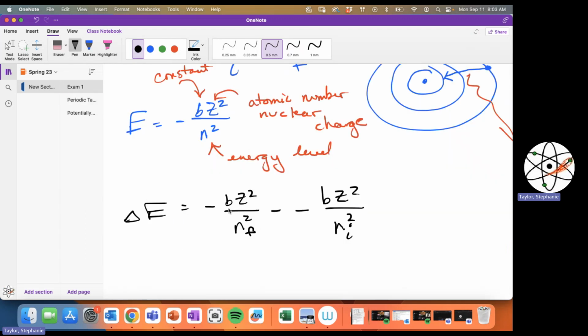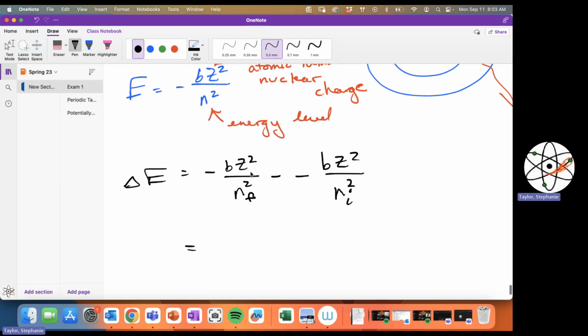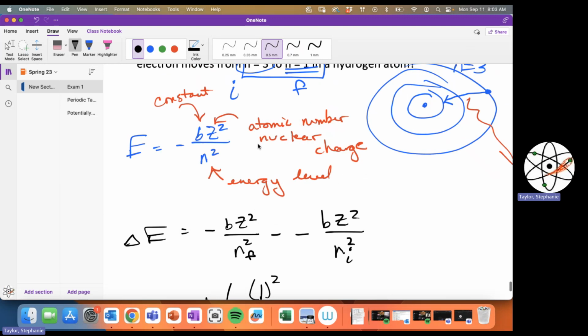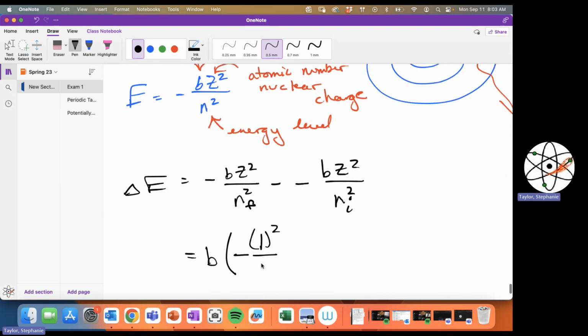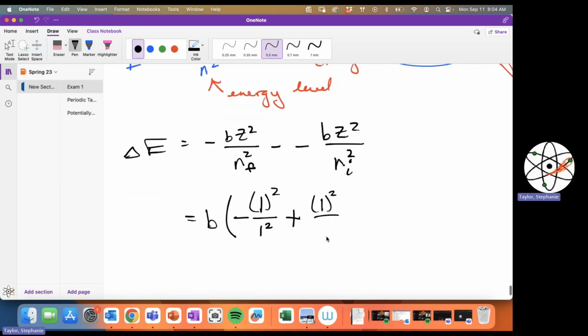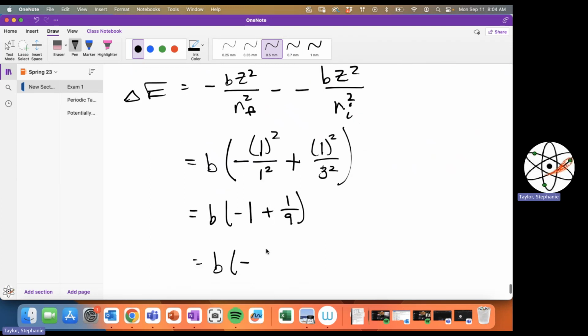So therefore, when I come back over here to clean up, I'm going to do a couple things. I'm going to take b out so I can deal with my constant last. Negative Z is going to be 1 squared. My final is n equals 1, minus a negative, which turns that to positive. My b I've already taken out. Z squared here is 1 again. Initial is 3 squared. So now I have b times negative 1 squared divided by 1 squared, which is just 1, plus 1 squared, which is 1, divided by 3 squared, which is 9. So this is b times negative 8/9.